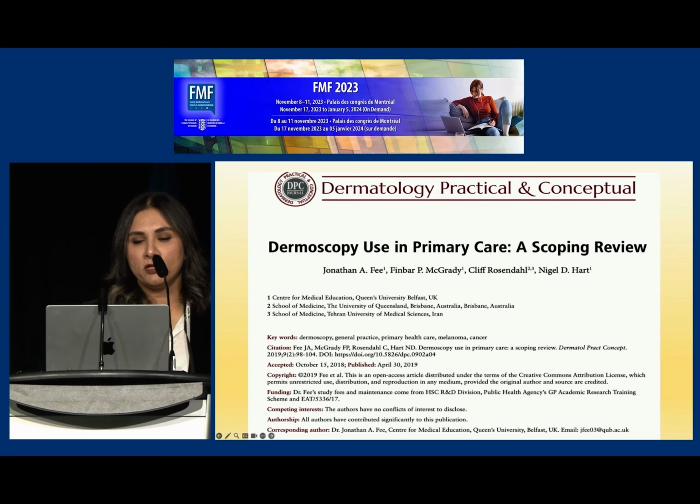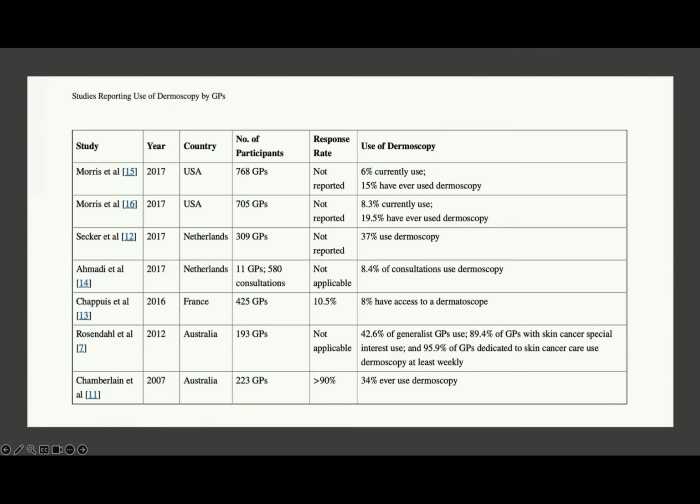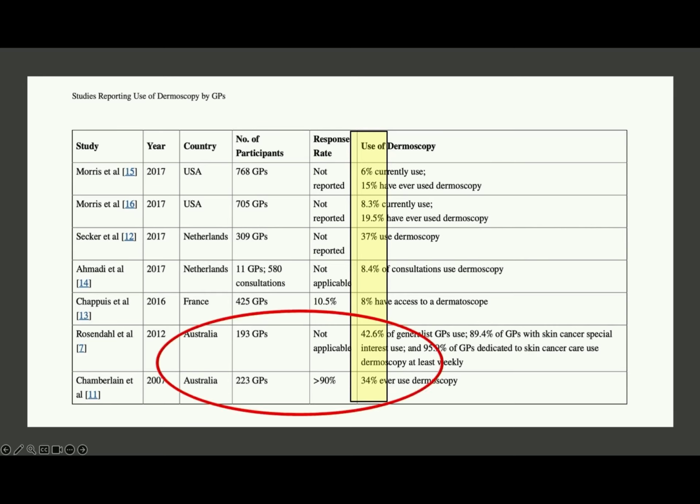In this scoping review from UK, Australia, and Iran, the authors concluded, and I'll point your attention to the third row, which is all the countries, so USA, Netherlands, France, and Australia. And then this is where use of dermoscopy. And again, this is very rudimentary data, so we take it with a grain of salt, but it gives us some idea. So in the US, GPs are using dermoscopy between 6 and 20% and so on. But in Australia, 42.6 and 34%, so definitely exceeding any other jurisdiction in the world, at least from this study.